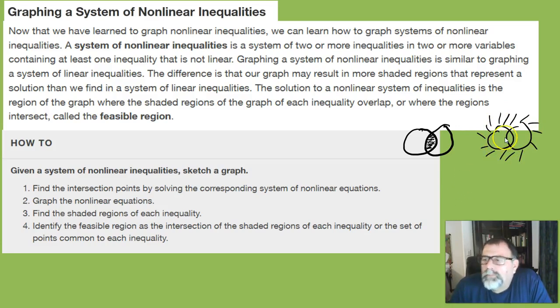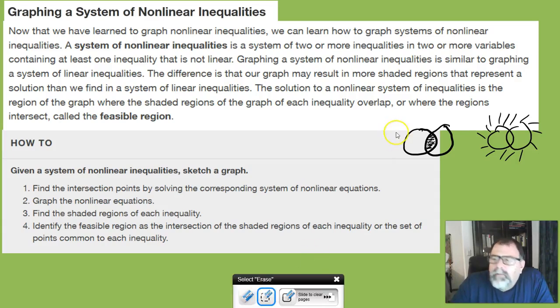So it just depends on what the inequalities are and so on. Okay, let me erase that.